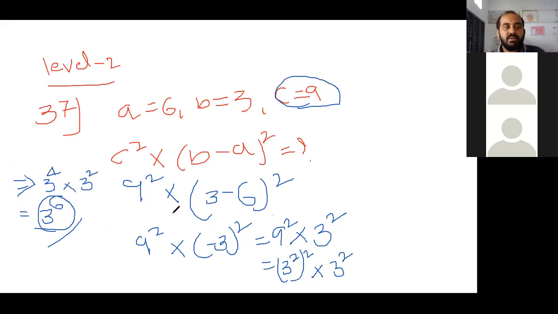And this, if they are asking the prime number of this number, what is the prime number? Answer is 3. The factor of 3 is the prime factorization. Is it completed?